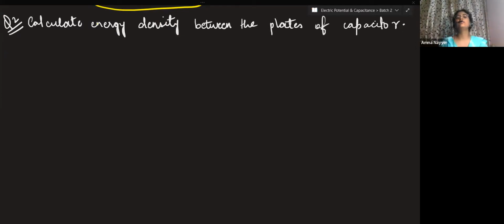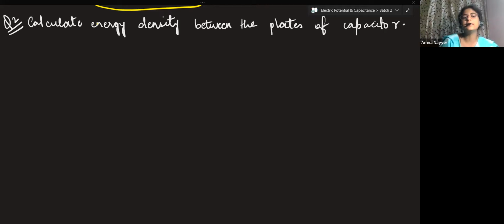All right, so we have to calculate the energy density between the plates of a capacitor. Again, telling you, this question can come in the form of a derivation in your exam, and it can come in the form of a numerical also. So you have to find out energy density.